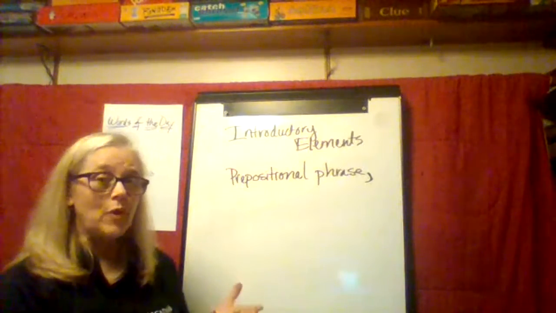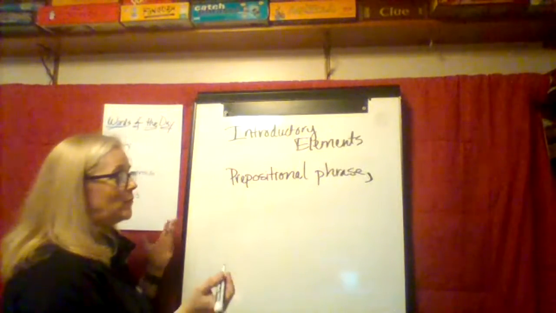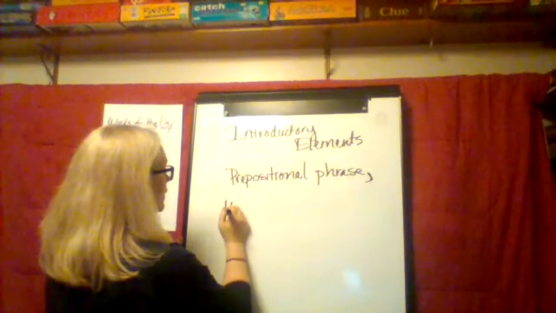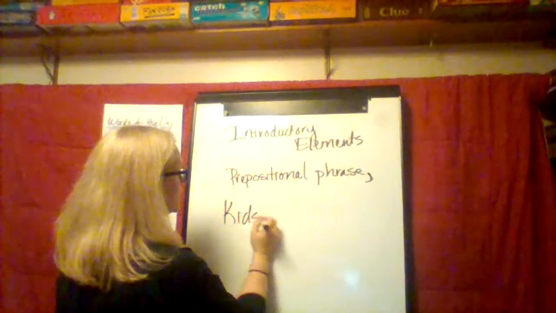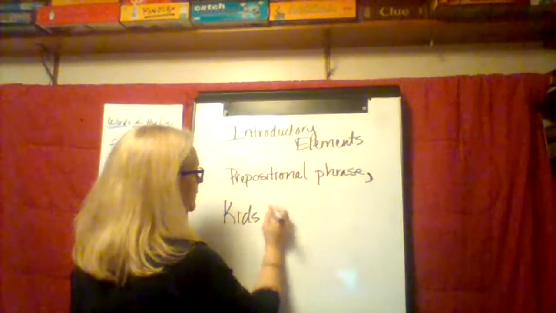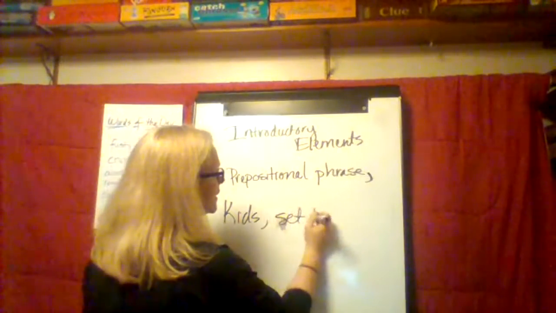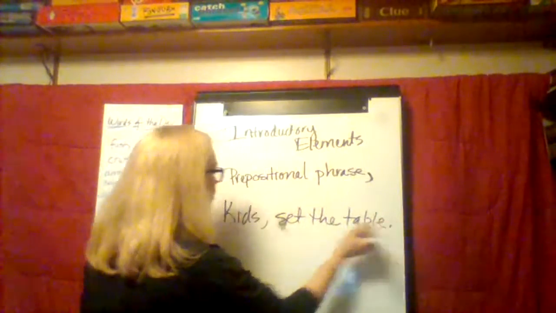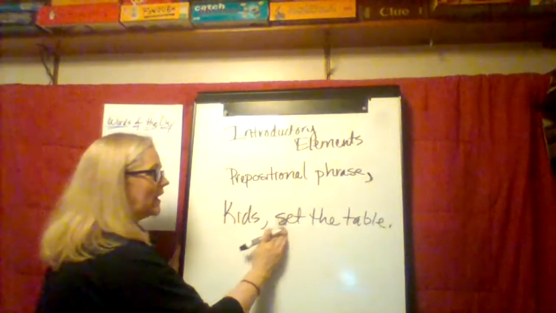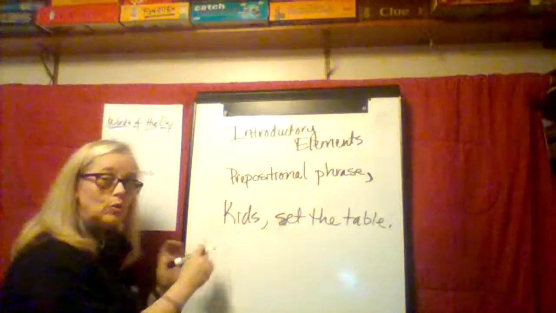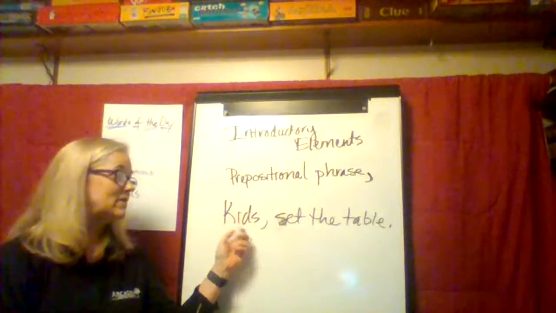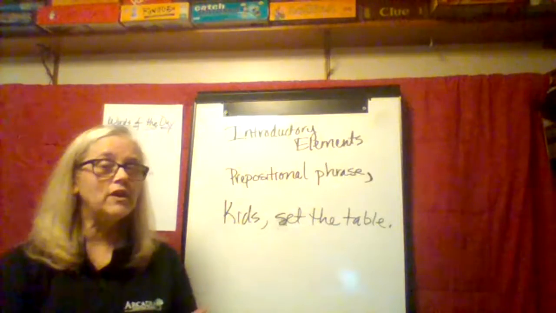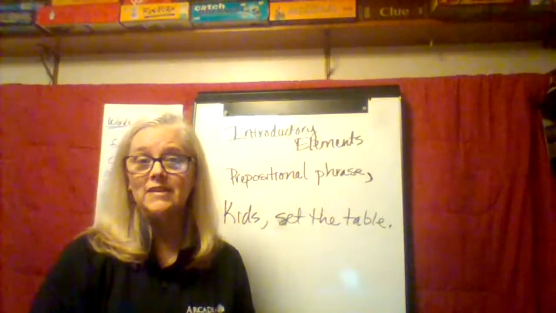If you are addressing someone, so I'm yelling from the living room, kids, set the table. So if you're ever addressing someone at the beginning of your sentence, that's an introductory element, and you would use a comma. Sometimes you might use a participial phrase.